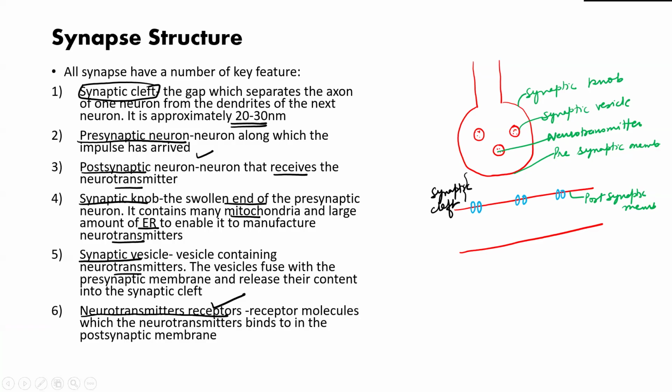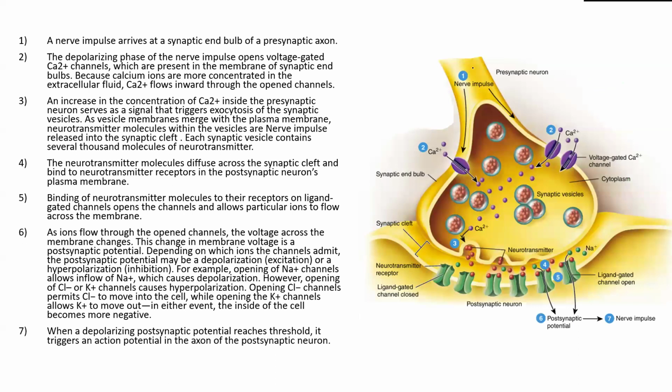Clear? Now see how it works. Whenever the nerve impulse has reached this synaptic end bulb, then what happens? The voltage-gated calcium channel will open. Because of the rapid influx of calcium, these synaptic vesicles will start moving towards the presynaptic membrane, so that they can release the neurotransmitter by exocytosis.